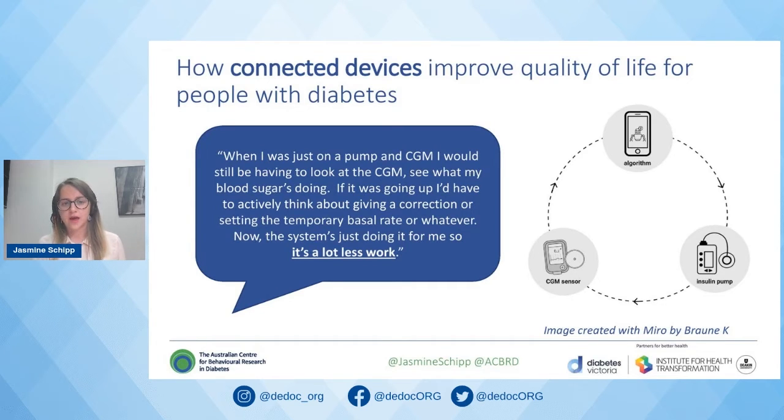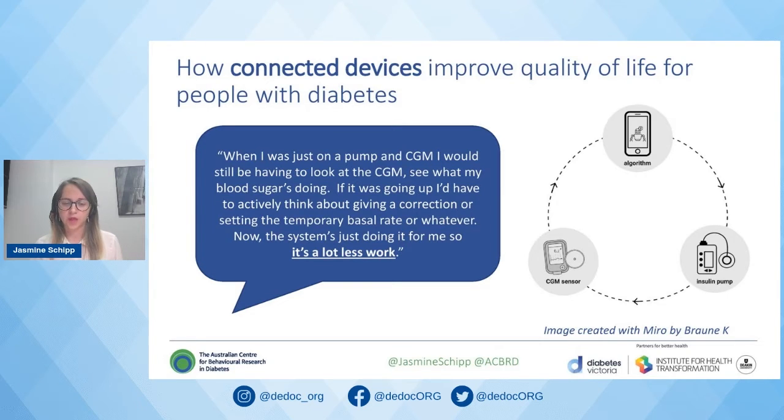Secondly, I'll talk a bit about how connected devices can improve quality of life in people who are looping. So a looping system creates connections between a CGM and an insulin pump, and it automates some decisions about insulin delivery using an algorithm. And this means that some of the decisions and some of the burden and effort of diabetes can be lessened.